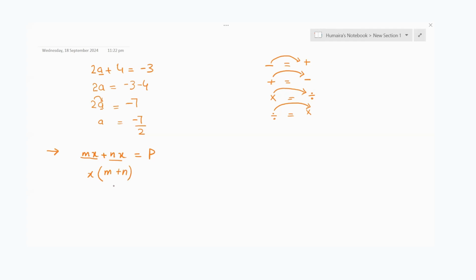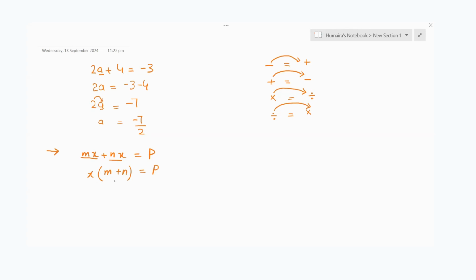Is that okay? Yeah. And then it would be equal to p. What we need to find? We need to find the value of x. But there is also m plus n multiplying with x. That means I have to remove this m plus n from this side so that I can have my value of x from here. That means I have to shift this whole thing to the other side.